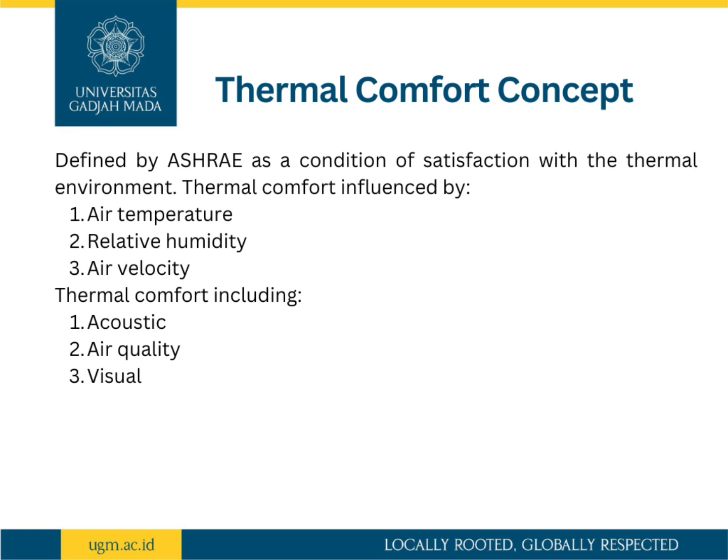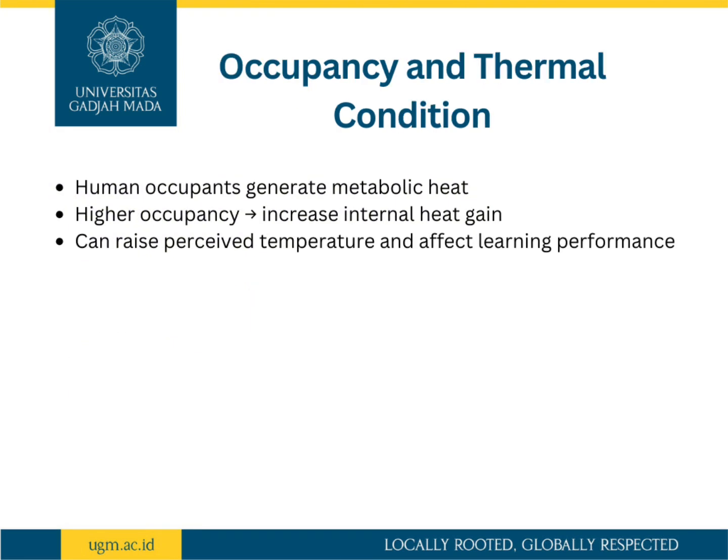Several environmental parameters influence thermal comfort, including air temperature, relative humidity, and air velocity. These parameters interact with building design and mechanical system to determine how comfortable an indoor space feels to its occupants. In occupied indoor spaces, such as classrooms, human occupants act as an internal heat source.